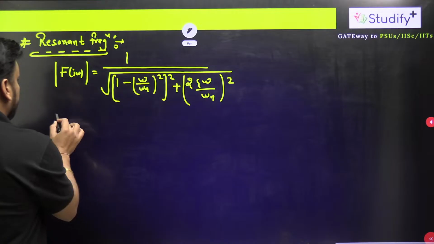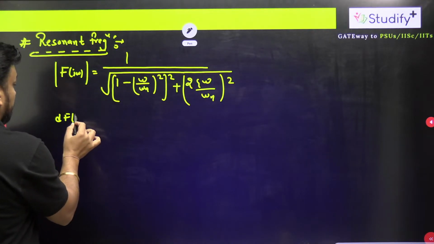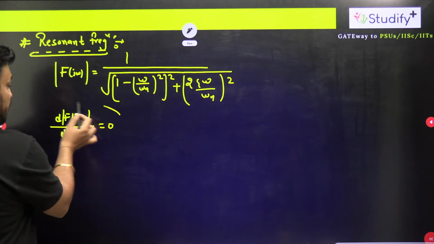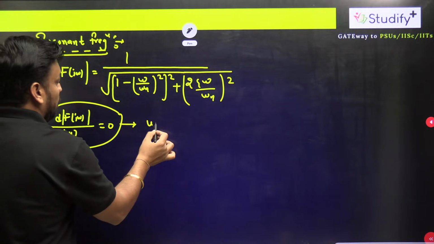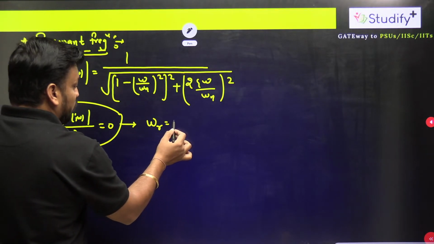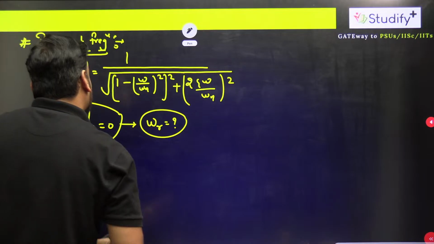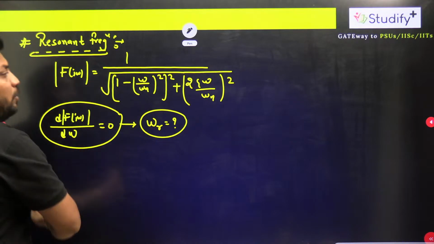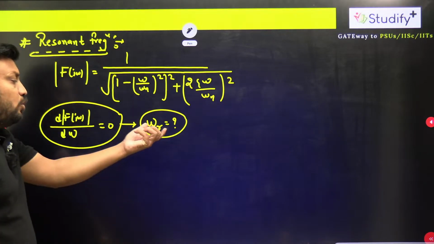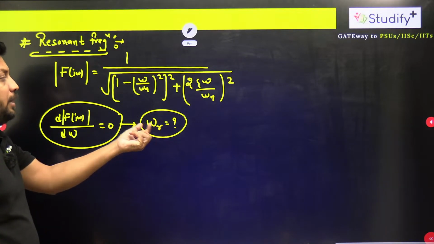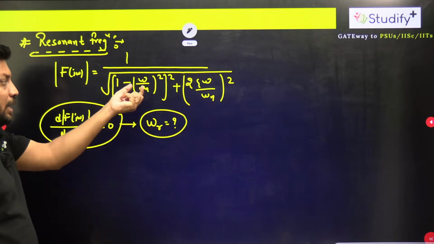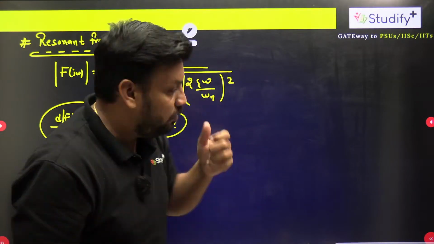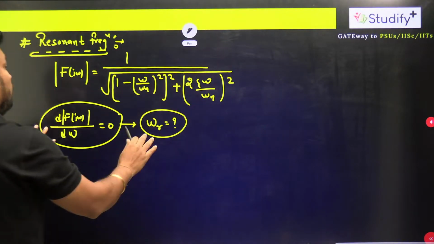Don't you think we need to make d/d omega of the magnitude of mod F(j omega) equal to 0, and once we do this we will get some omega, and that omega is known as omega r, resonant frequency, because at this omega your mod F(j omega) will become Mr. मतलब इस ओमेगा पे, अगर आप यहां ओमेगा की जगह ओमेगा आर पुट कर दोगे, then this magnitude will become Mr. Mr मतलब maximum value of magnitude. Clear? So to calculate this, we should differentiate.